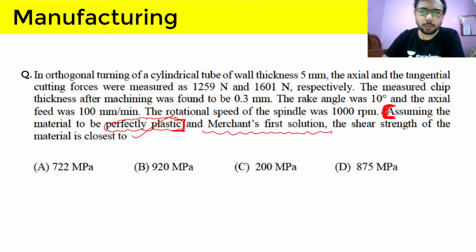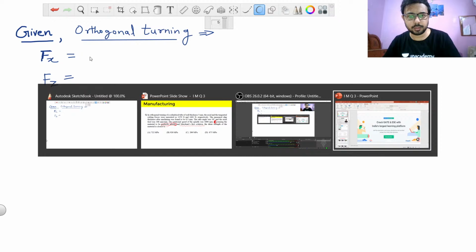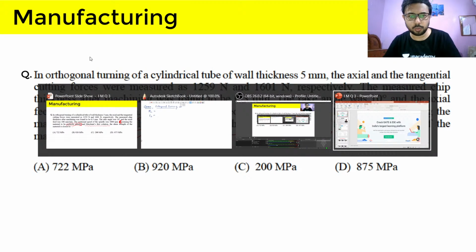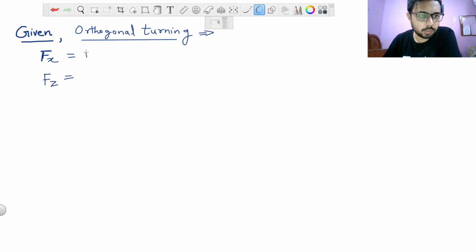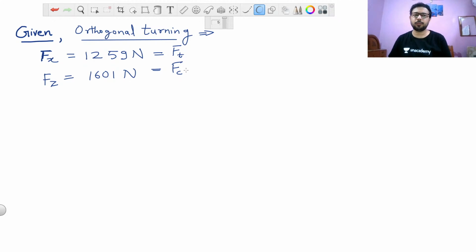The axial and tangential cutting forces were measured as Fx axial and Fz tangential. For orthogonal turning, first we will write what the values are. The values that are given here are 1259 and 1601 respectively. And for orthogonal turning, the axial cutting force is Ft and the tangential cutting force is Fc. So you can relate them: Fx is equal to Ft and Fz is equal to Fc in orthogonal turning.